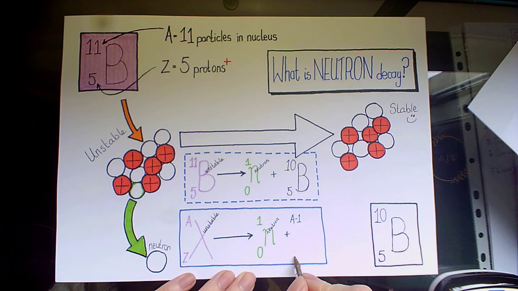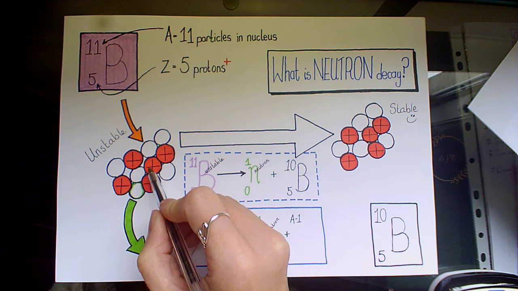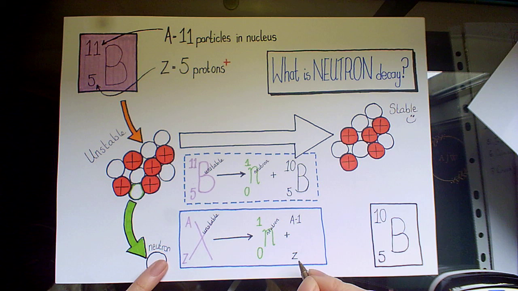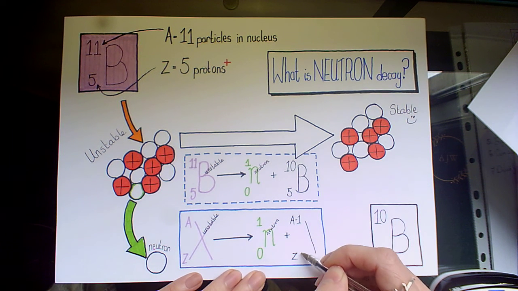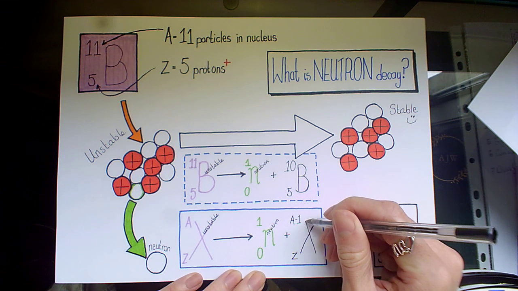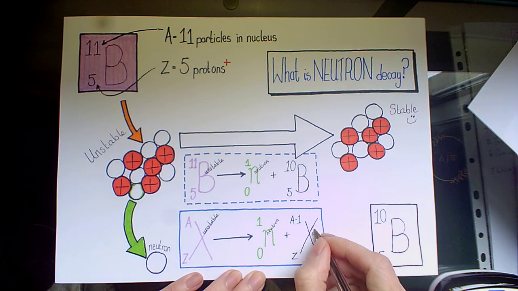However, the Z, the number of protons, 1, 2, 3, 4, 5, the Z does not change because it's a neutron that's removed, not a proton. So we can leave the identity of this atom as X. It's just a lighter isotope, a lighter version of our starting one. And that's nice and stable.